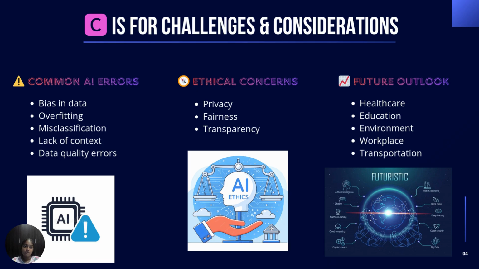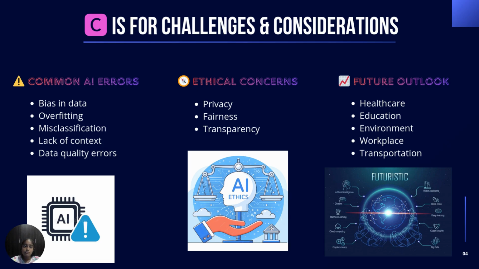Then, fairness. A hiring algorithm might favor male candidates because it was trained mostly on resumes from men. That's unfair. It's like a teacher grading certain students more kindly. Lastly, transparency. If a bank denies your loan using AI but does not explain why, you're left in the dark. It's like being told you failed the test but never being shown your answers.